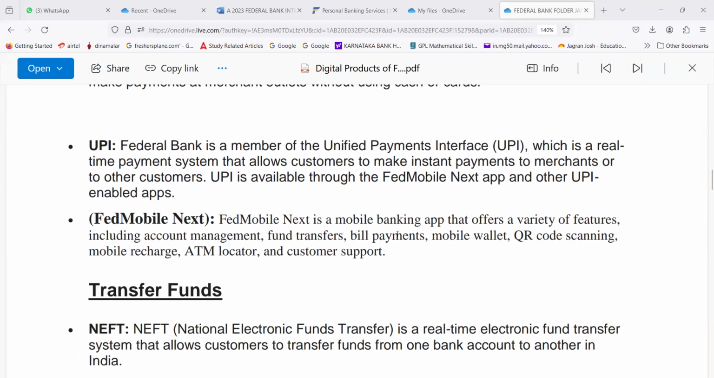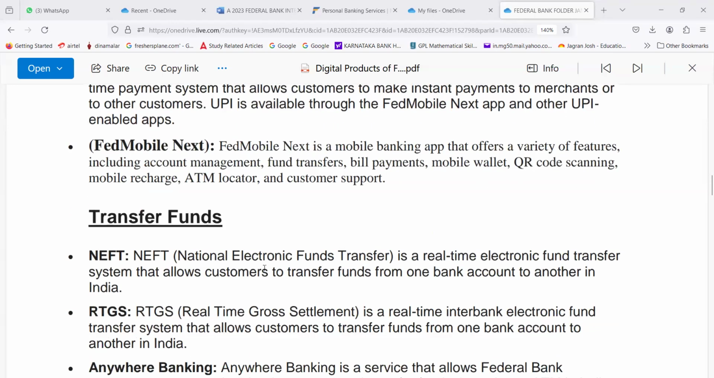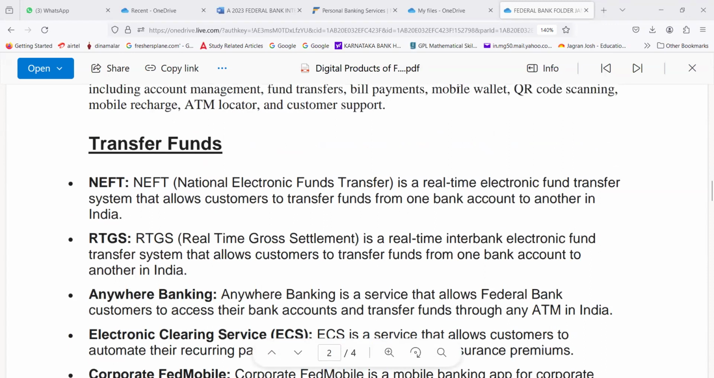FedMobile Next is a mobile banking app that offers a variety of features, including account management, fund transfers, bill payment, mobile wallet, QR code scanning, mobile recharge, ATM locator, and customer support. Very good. Now, next, Swati, please read transfer funds. Yes, sir.